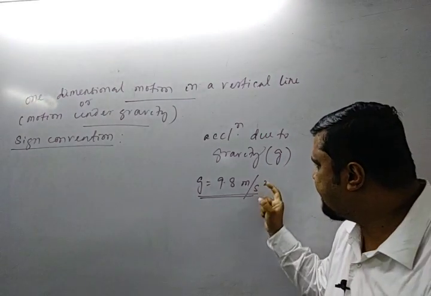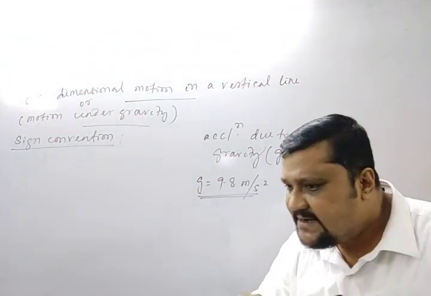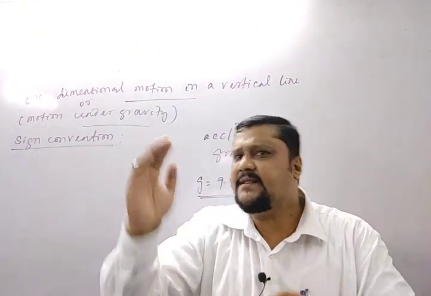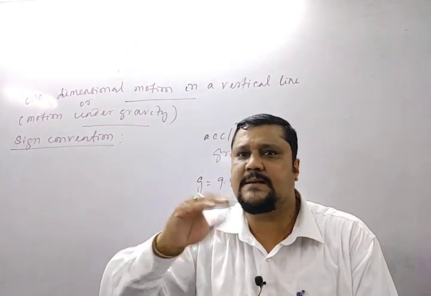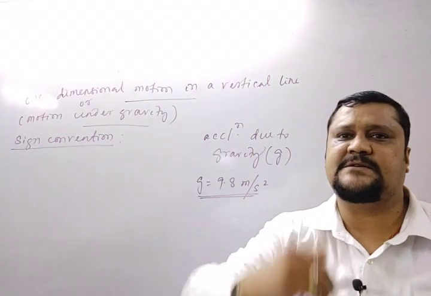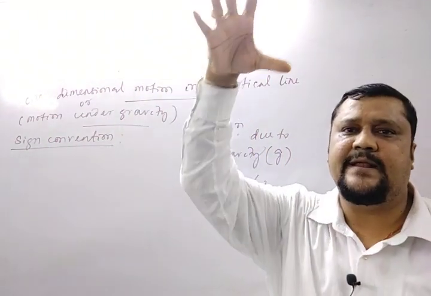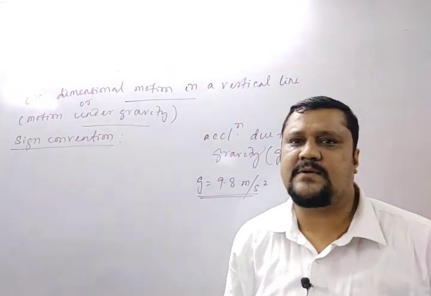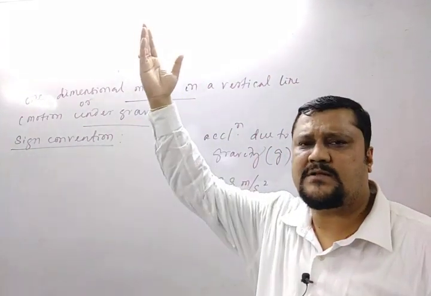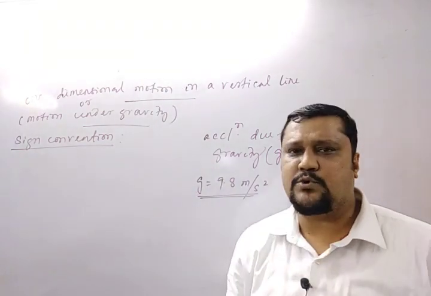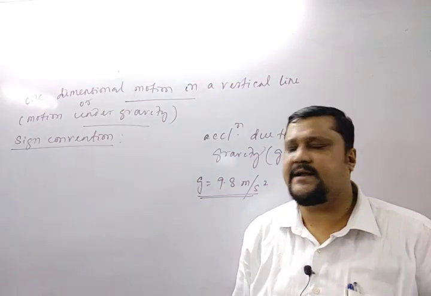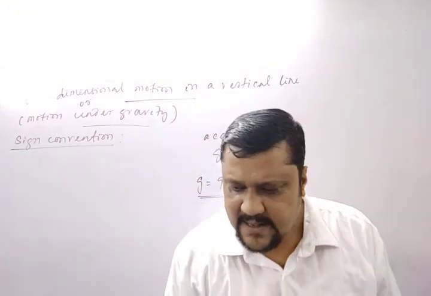But my point here is that this g is near the surface of Earth. So we will always consider the motion near the surface of Earth. We will not consider the motion of a rocket projected from the surface of Earth and falling freely. In that case we are not considering it, because it goes up a long distance, so much distance away. So we are considering the motion near the surface of Earth, up to a certain height. Okay. So now we go to the sign convention.